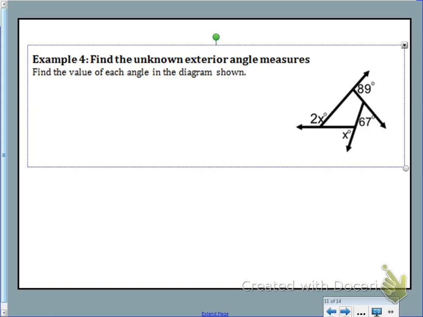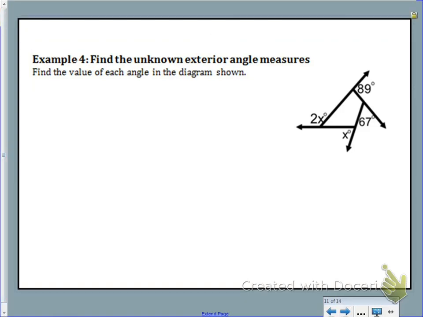So let's take a look at example 4. Example 4 says to find the unknown exterior angle measures in the figure. Now, when we used the sum of the interior angle measure to work through a problem like this, we had to first calculate the sum of the interior angles. We don't have to do that here because we know the sum of any polygon's exterior angles will always equal 360 degrees. So that's just a known fact.